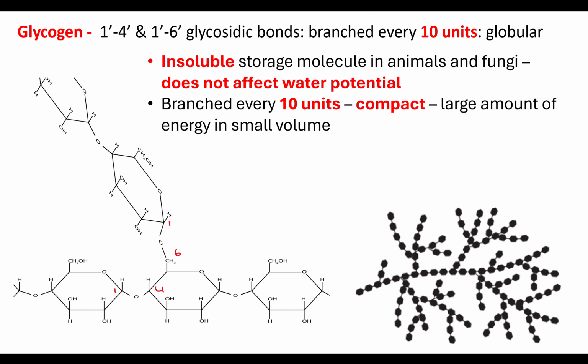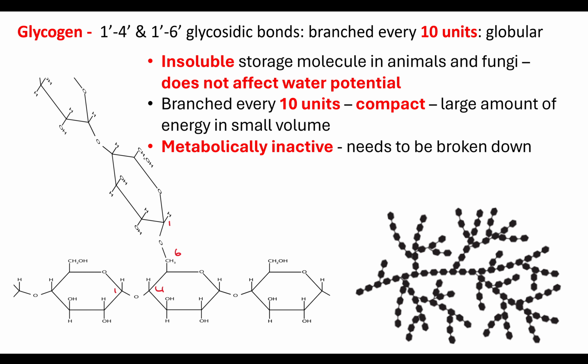If we're storing glycogen as this storage molecule, and we want to maintain our cells exactly as they are, we need to ensure that we do not affect that water potential. So by storing our energy in the form of glycogen, it means that we are not going to affect the water potential, and therefore our cells will not take in water by osmosis or be ruptured. So it's a really important way in which we can have this compact, large amount of energy stored in a very small volume. Now, the next thing we need to understand is that it's metabolically inactive.